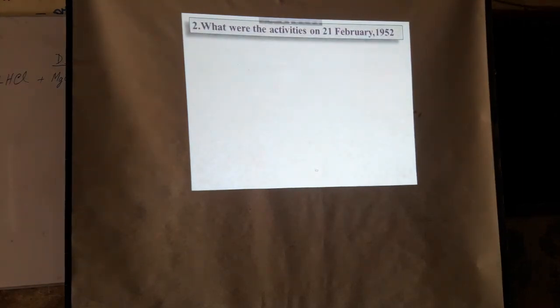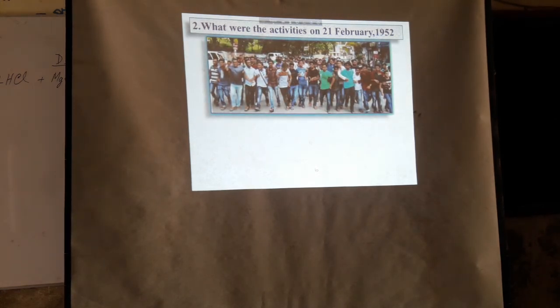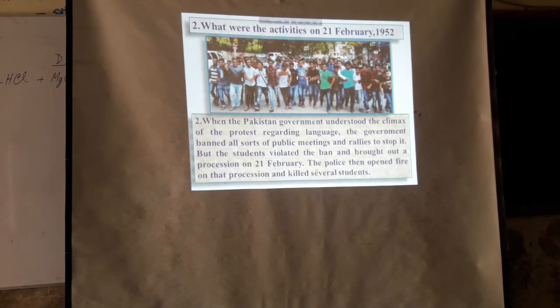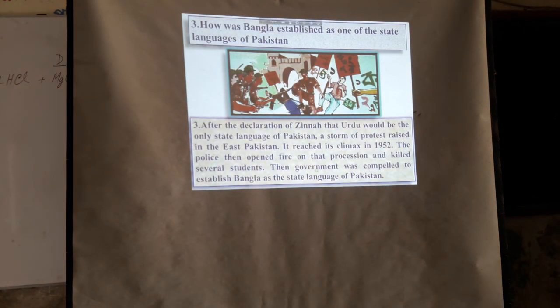What were the activities on 21st February 1952? What happened in 1952? When the Pakistan government understood the climax of the protest regarding language, the government banned all sorts of public meetings and rallies to stop it. But the students violated the ban and brought out a procession on 21st February. The police then opened fire on that procession and killed several students. How was Bangla established as one of the state languages of Pakistan? This will be the correct answer.